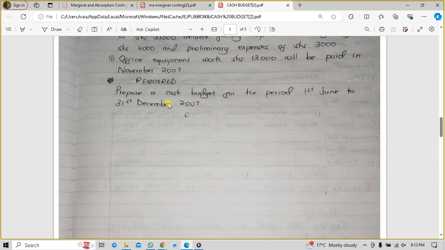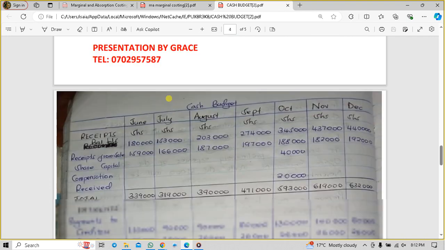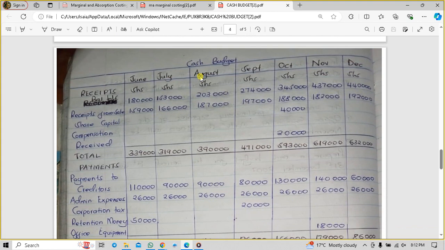When you get such kind of a question, this question is normally very interesting and very easy. You must come up with a table and the heading is a cash budget. So we are supposed to prepare a cash budget from the month of June to the month of December. Ensure that you have written all the months: June, July, August, September, October, November, and December. 6 months.